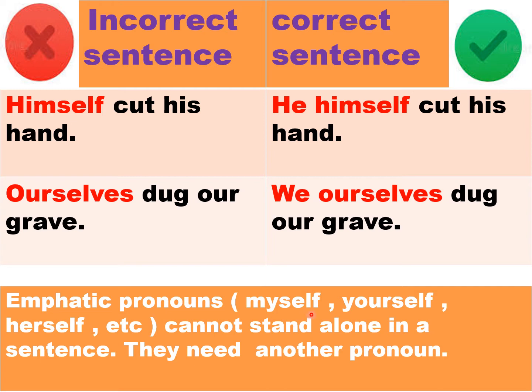Emphatic pronouns, that is myself, yourself, herself, himself, etc. cannot stand alone in a sentence. They need another pronoun. Himself cut his hand. Himself is the emphatic pronoun. It cannot stand alone in a sentence. So, we must use another pronoun, he. He himself cut his hand is correct. Next sentence. Ourselves dug our grave. This ourselves is an emphatic pronoun. It cannot stand alone. So we must use this we. We ourselves dug our grave is correct.